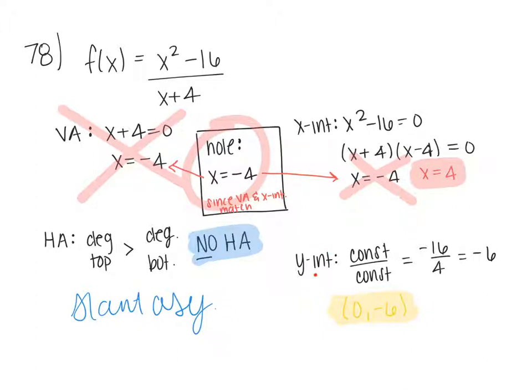Lastly, the y-intercept, set the constant over the constant because x equals 0, so that term goes away, and I'm left with -16 over 4, which gives me, that is not correct, gives me -4, not -6. So I have a -4 right there. So there is my y-intercept. I'm going to take all of that stuff, put it on the next screen, and graph it.